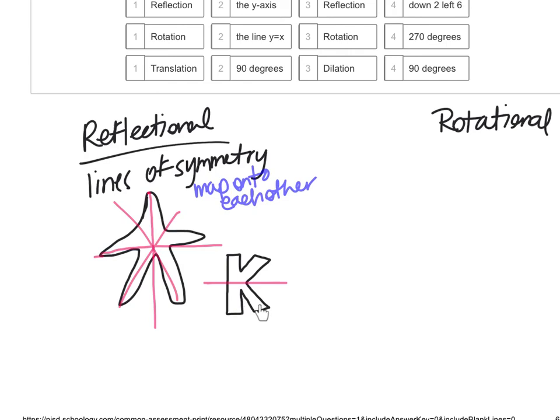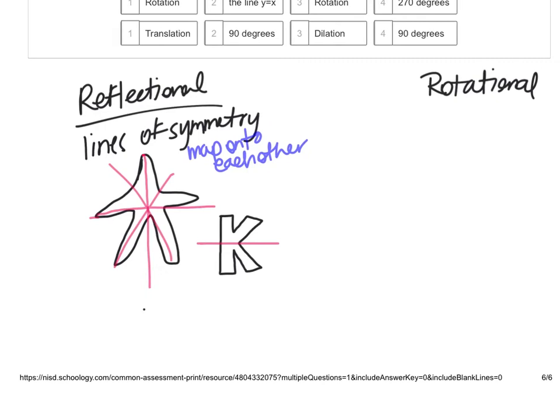Okay, this one. This image specifically would not have reflectional symmetry, because if I draw my line horizontally, we have this little triangular thing up at the top that won't work. So no, yes, yes.